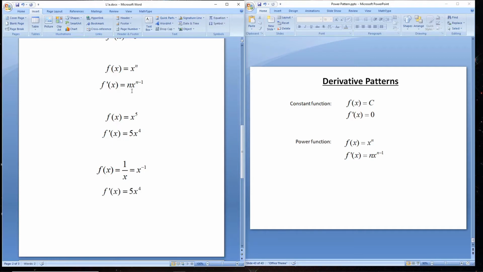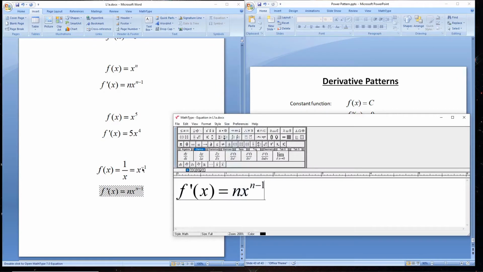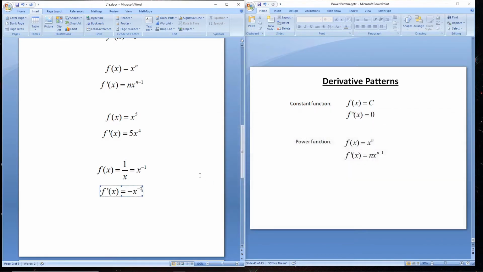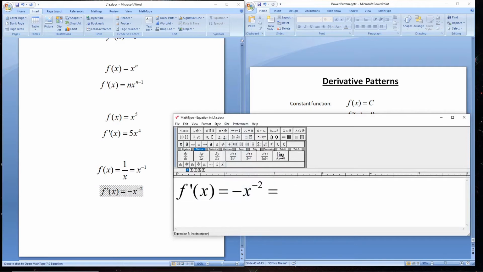So if we look at this, we identify n as minus 1. So we'll plug in minus 1 all over there. And minus 1 and minus 1 is minus 2. And that is the derivative. And if you wanted, you could rewrite this back into a ratio.